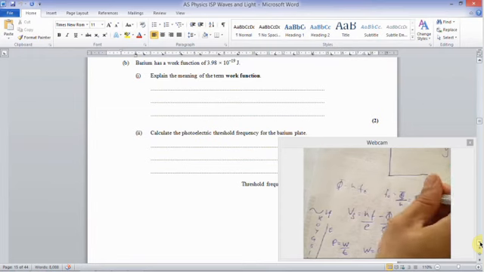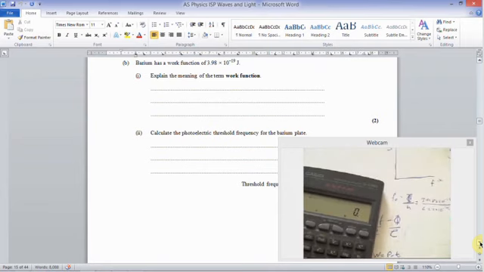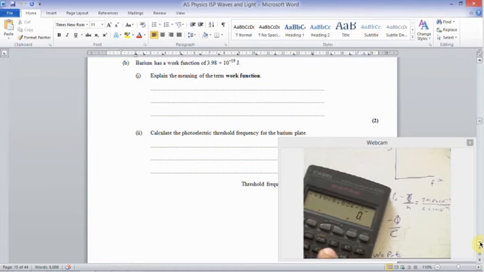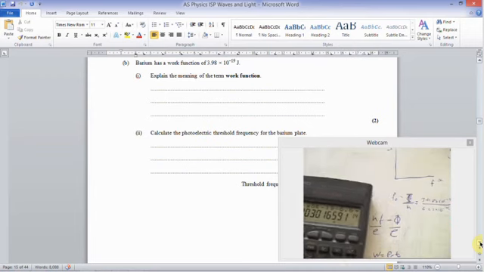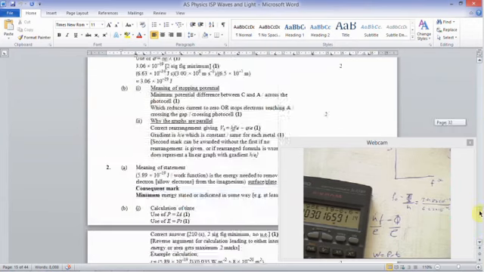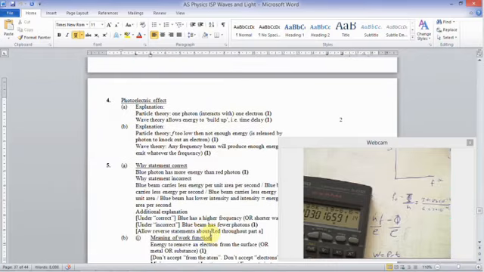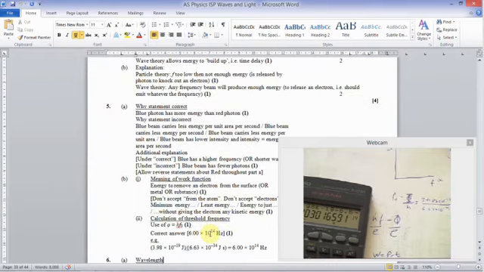Alright, so 3.98 times 10 to the minus 19 divided by 6.63 times 10 to the minus 34. Let's quickly work that through. Okay, so it's about 6 times 10 to the 14. That's good. It's high frequency, it should be a high frequency. Let's check these out. Okay, so let's go backwards. So 6 times 10 to the 14. Beautiful.